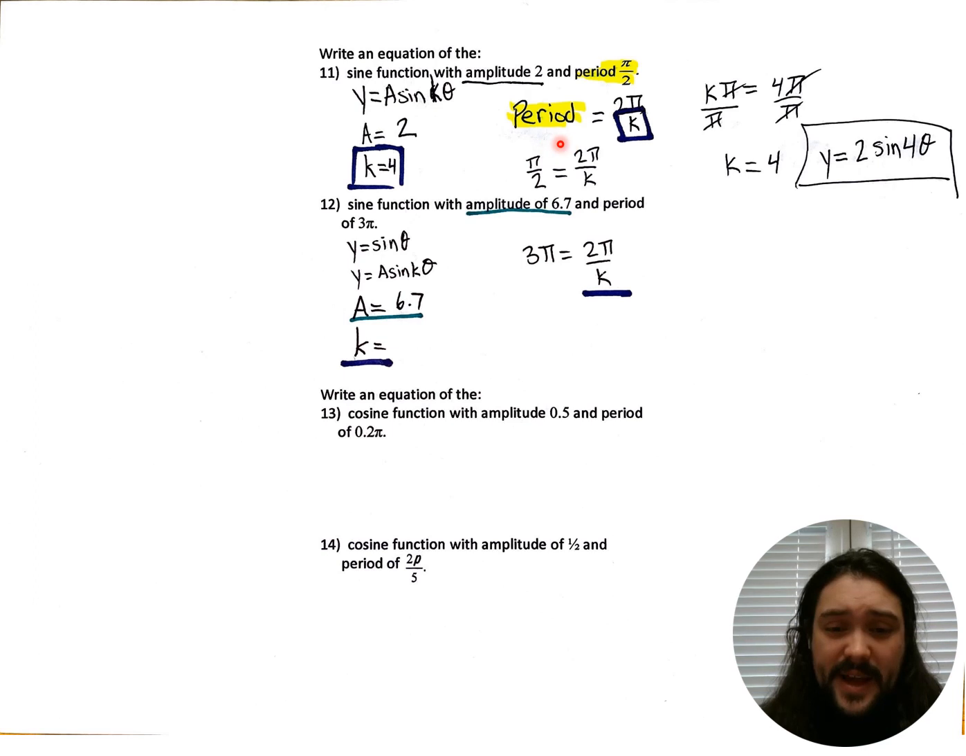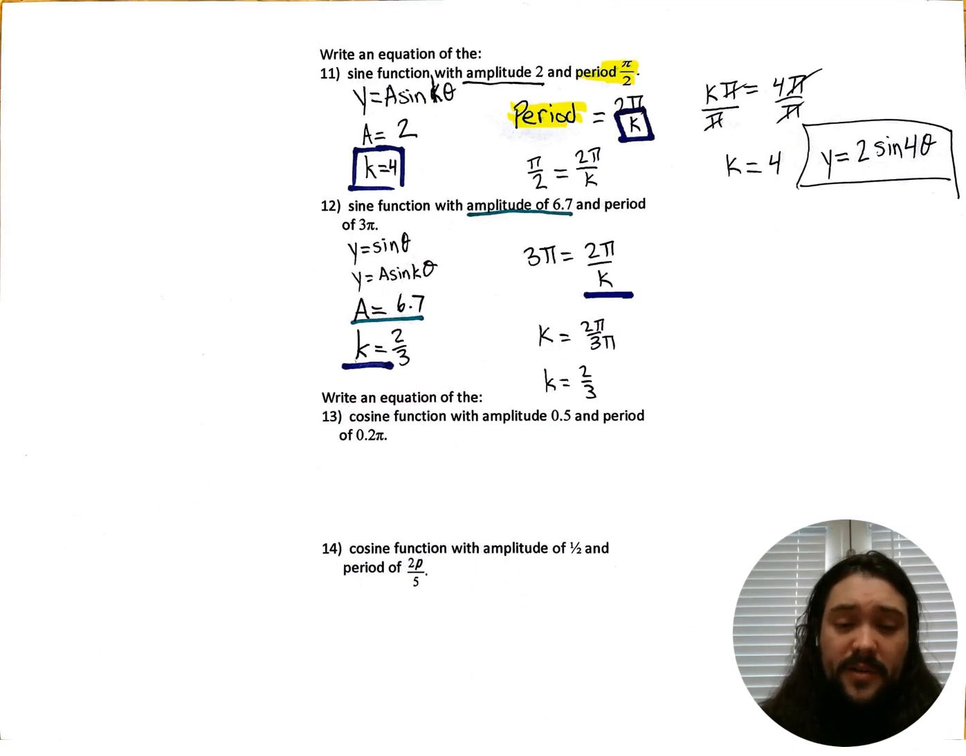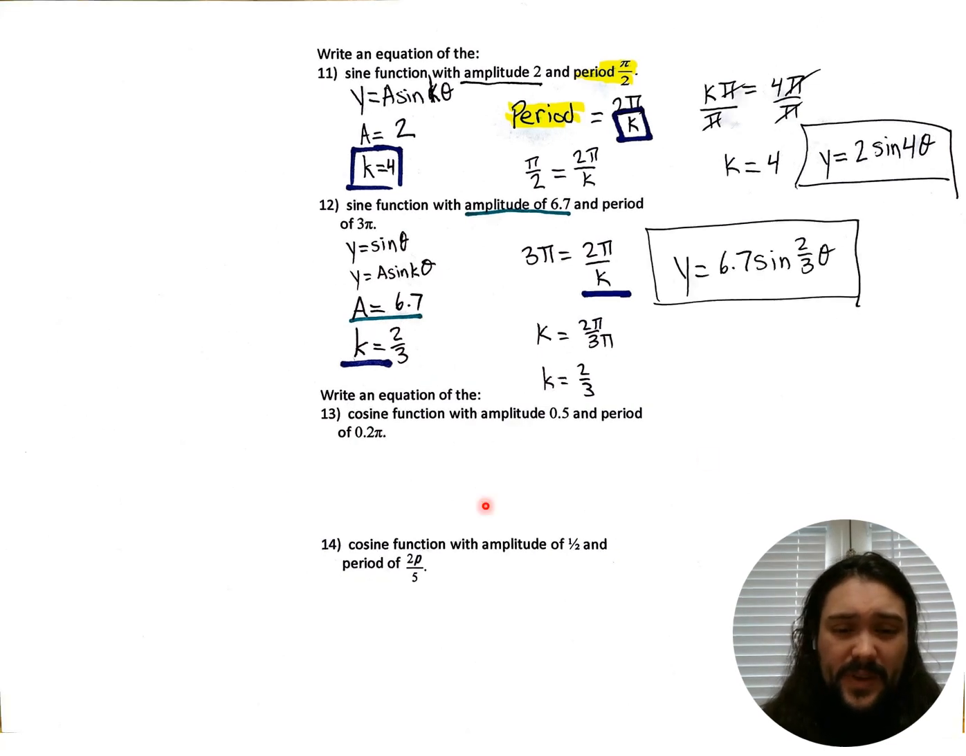So again, I plug it into that same period equals 2 pi over K. I'm trying to find the K. I'm solving for K. So I get 3 pi equals 2 pi over K. That then is the same as K equals 2 pi divided by 3 pi. We can multiply K on both sides and then divide by 3 pi. The pi's cancel, and it's just K equals 2/3. So y equals, we plug in the amplitude, 6.7 sine 2 over 3 theta. Now you could write 2 theta divided by 3 or 2/3 theta. Either way, doesn't matter.